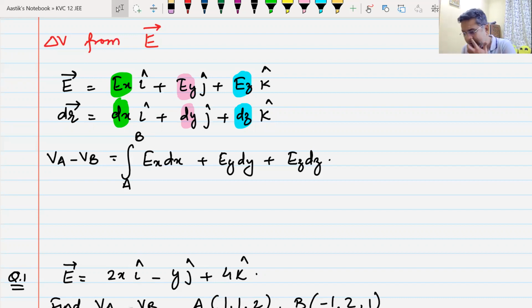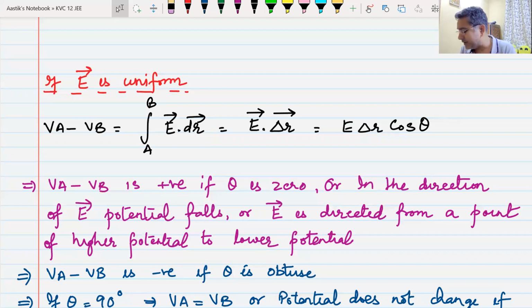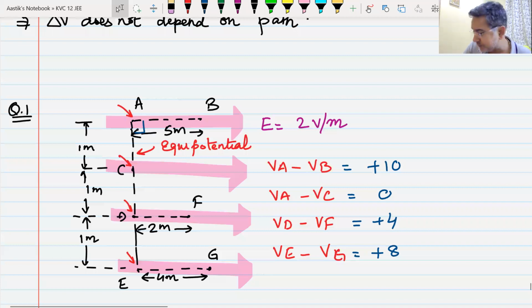We can use this vector equation, the dot product equation, which you will hardly require anywhere, but if so, you can use it. More of the time you will be encountering cases where the electric field is uniform, and then you will have to find out the potential difference between any 2 points. I think we have done questions on this.